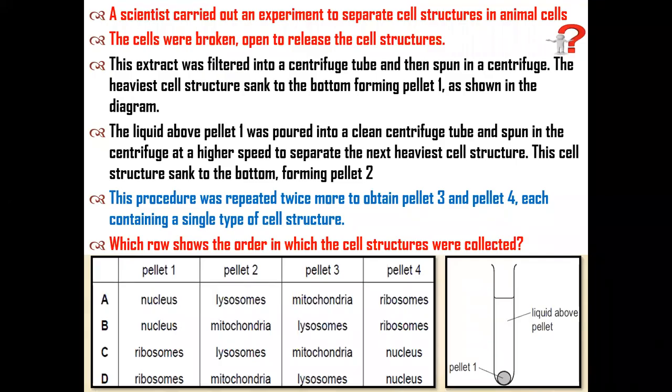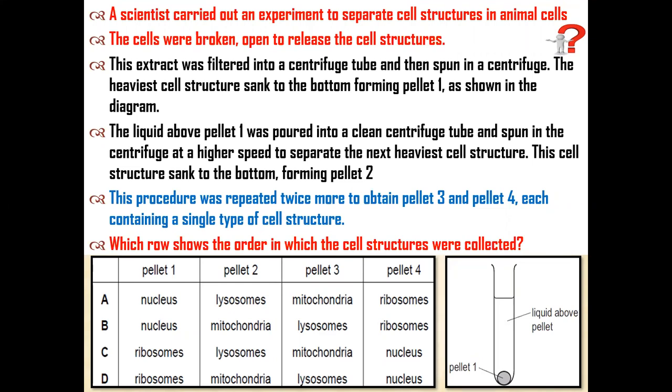A scientist carried out an experiment to separate the cell structures in an animal cell. The cell was broken and opened to release the cell structures. This extract was filtered into the centrifuge tube and then spun in a centrifuge. The heaviest cell structure sank to the bottom and formed pellet 1, as shown there in the diagram.